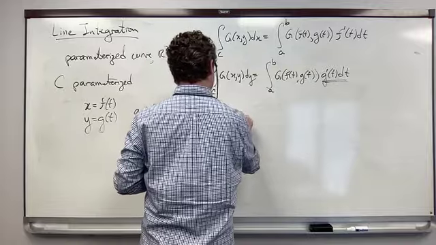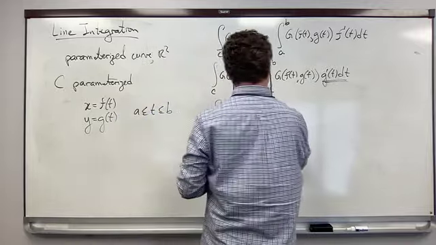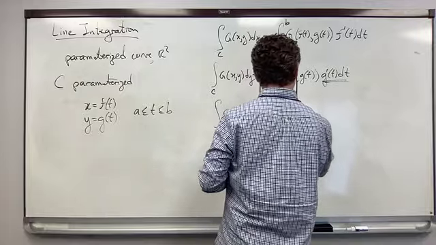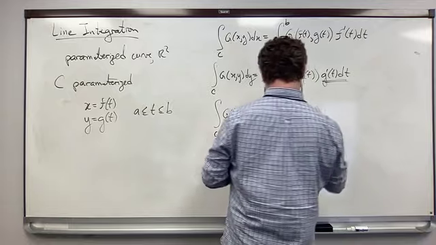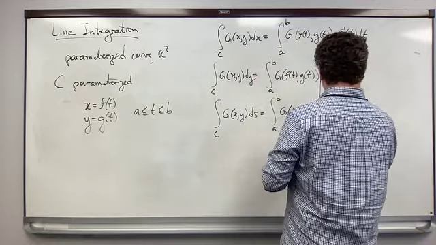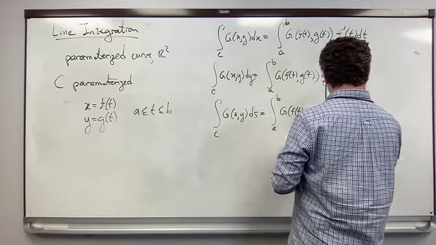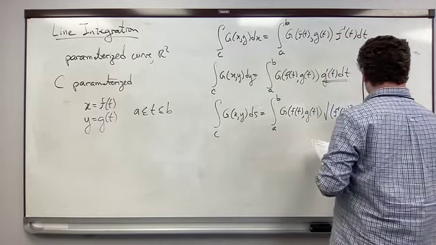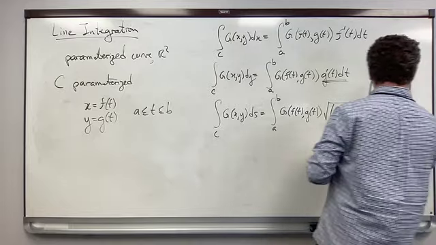Finally, if we're integrating along the arc length, then we're going to have something a little bit more complicated. f of t, g of t, and now we have the square root of f prime at t squared plus g prime of t squared, square root, dt.